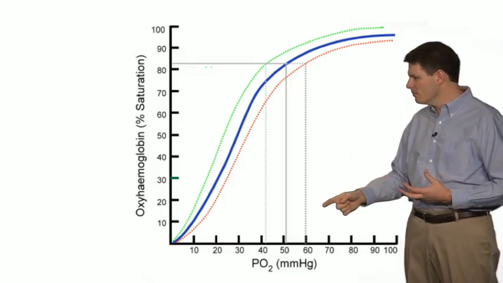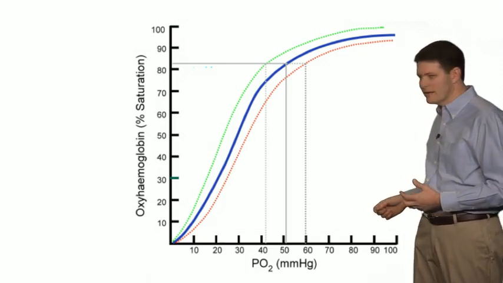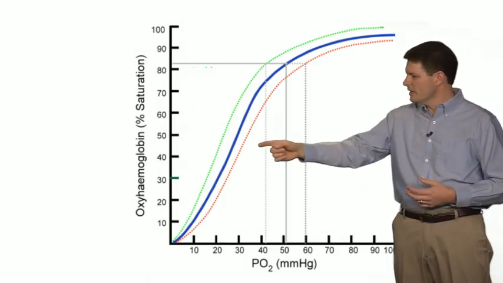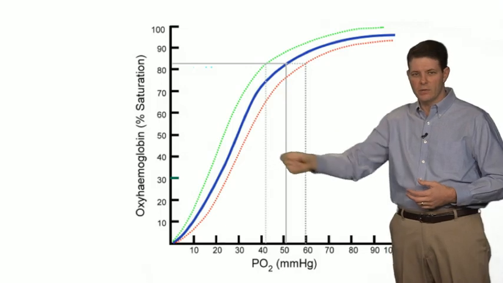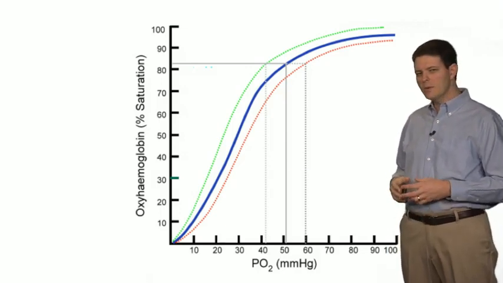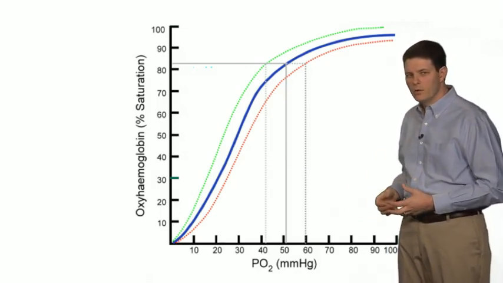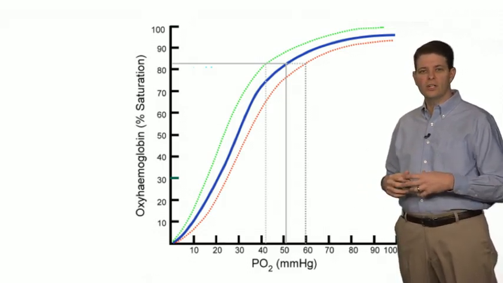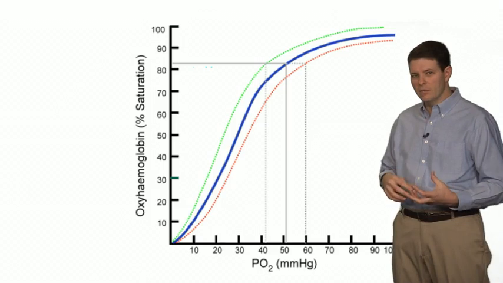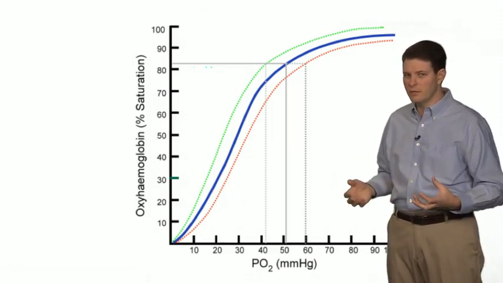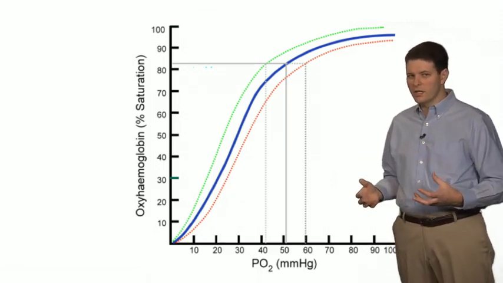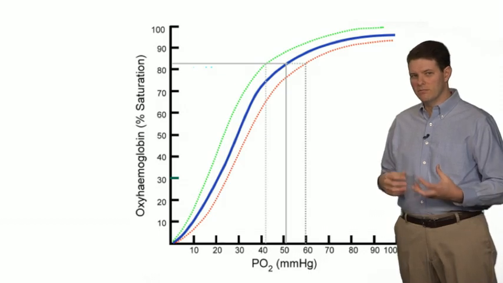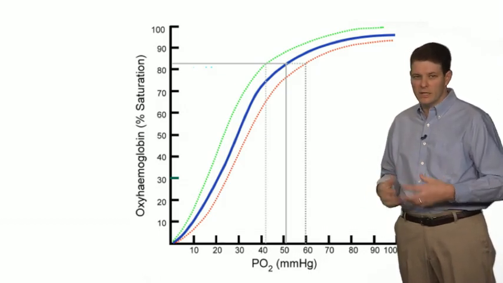So for any given partial pressure of oxygen along the x-axis, a certain percentage of the hemoglobin molecules are going to be saturated with oxygen. So how do we measure PO2? Well, PO2 is basically measured as dissolved gas. So when oxygen goes into the blood, some of it's bound to the hemoglobin and some of it's just dissolved in the blood. Not all the oxygen in the blood is carried by hemoglobin. Just some of it's just dissolved in the blood, and we can measure that.